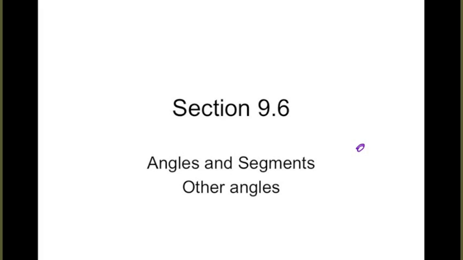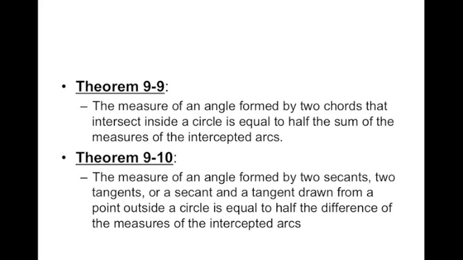Today we're going to learn about some other angles within a circle. They don't have special names, so we won't have any new vocabulary, but we'll just have two theorems that tell us the sizes of these other angles. So our first theorem says the measure of an angle formed by two chords that intersect inside a circle. So a picture of this situation.